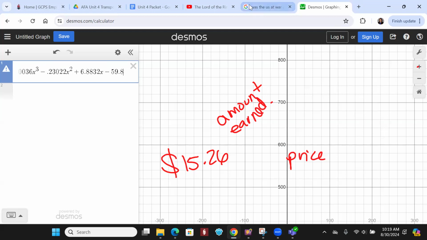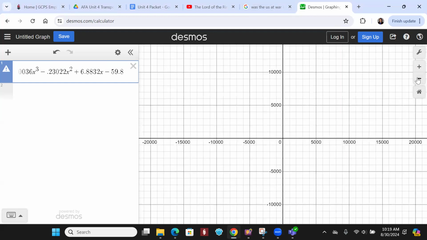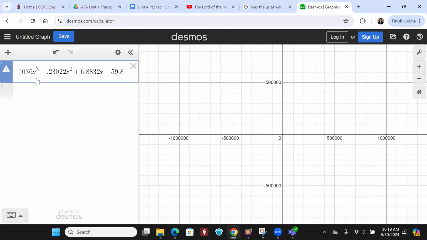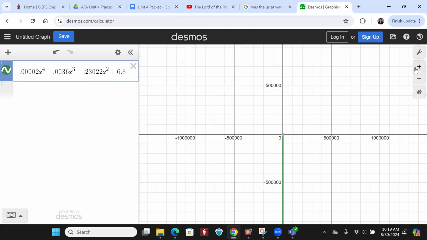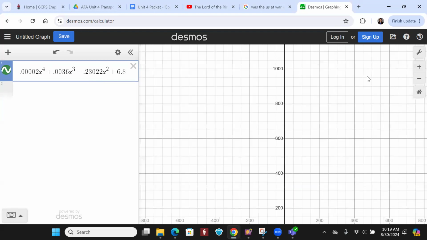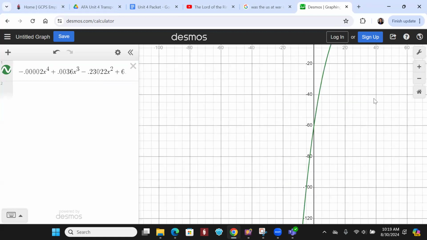Hopefully I typed that correctly. I don't think I did because I'm not checking out. No. Oh, there it is. Yes. There. Good. Weird looking graph. Yeah.